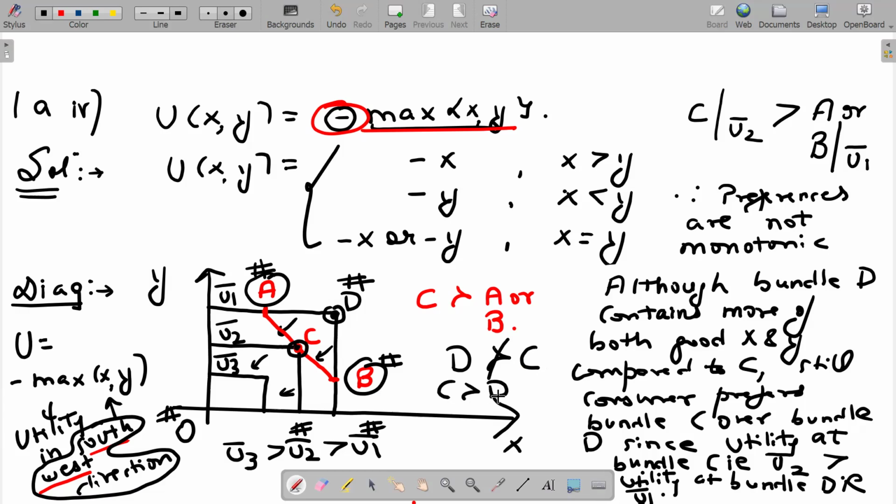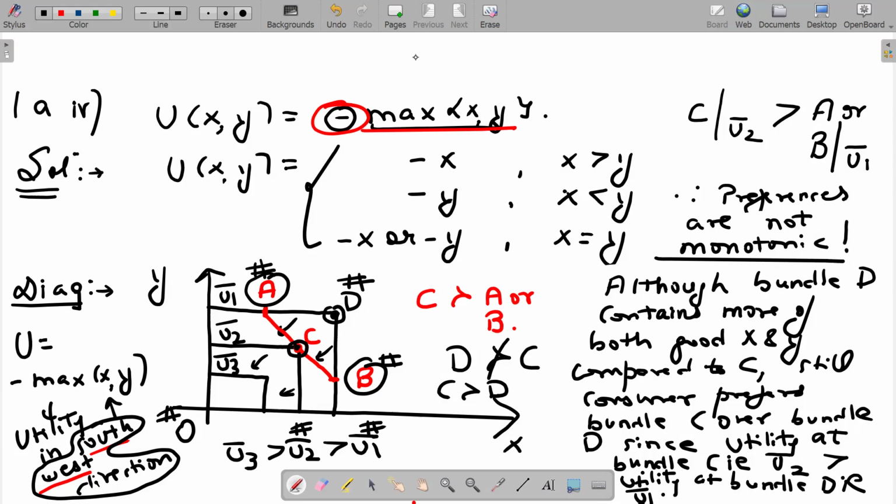But C contains less of both the goods. That means it's violating the definition of monotonicity. D contains more of both the goods compared to C. So by monotonicity, you should prefer D over C, but you are not doing that. You are preferring C over D. Hence, preferences are not monotonic. So for this question, preferences are convex, but they are not monotonic.